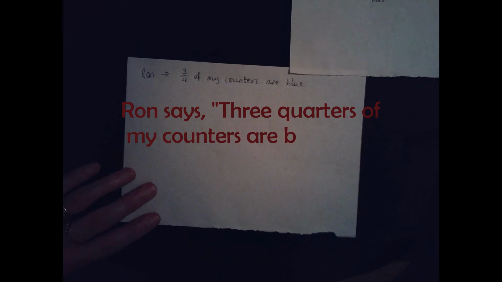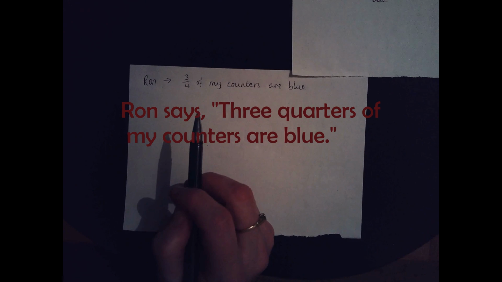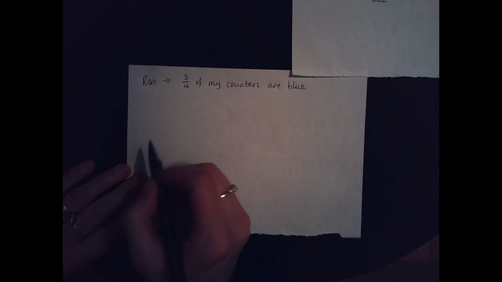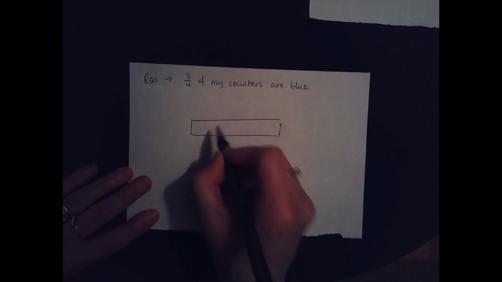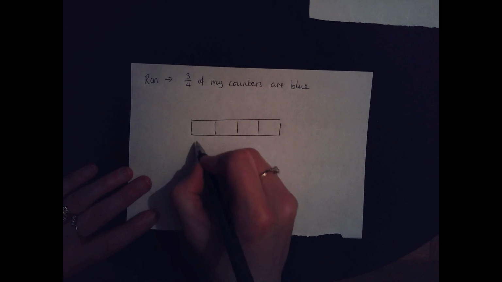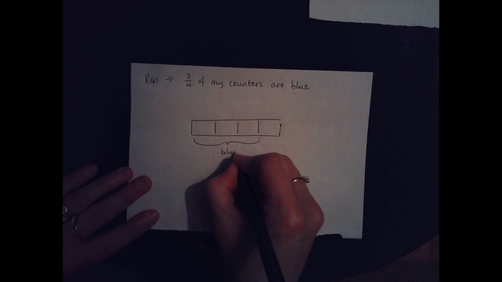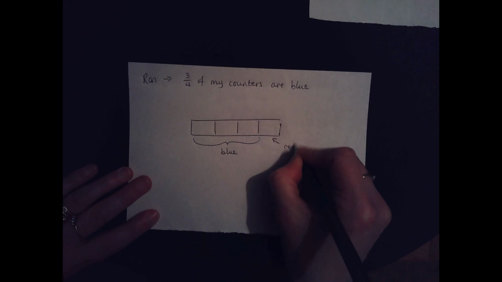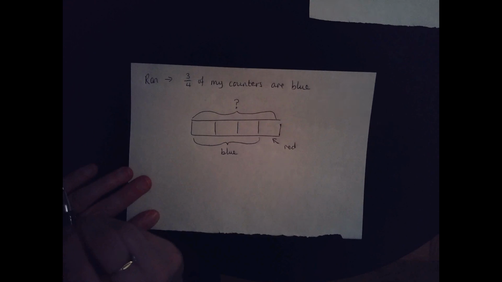Now, 3/4 of my counters are blue. Now it said that Rosie and Ron had the same amount of blue counters. What I need to do now is do a bar model for Ron. Now, Ron's bar needs to be in quarters. So I need 4 parts. 3/4 of his are blue. We know these are red. And we don't know this. This is what we need to find out.